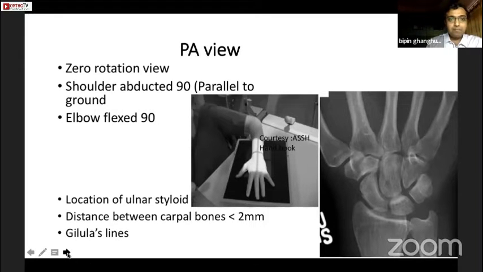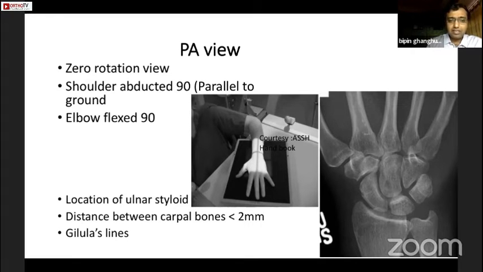So how do we take a PA view of the wrist? It is a zero rotation view of the wrist. The shoulder should be abducted up to 90 degrees and it should be parallel to the ground. The elbow should be flexed to 90 degrees. So how do we realize that this is a true PA view? It is from the styloid process of the ulna. The styloid process is on the ulnar side. This means that this is a true PA view of the wrist.